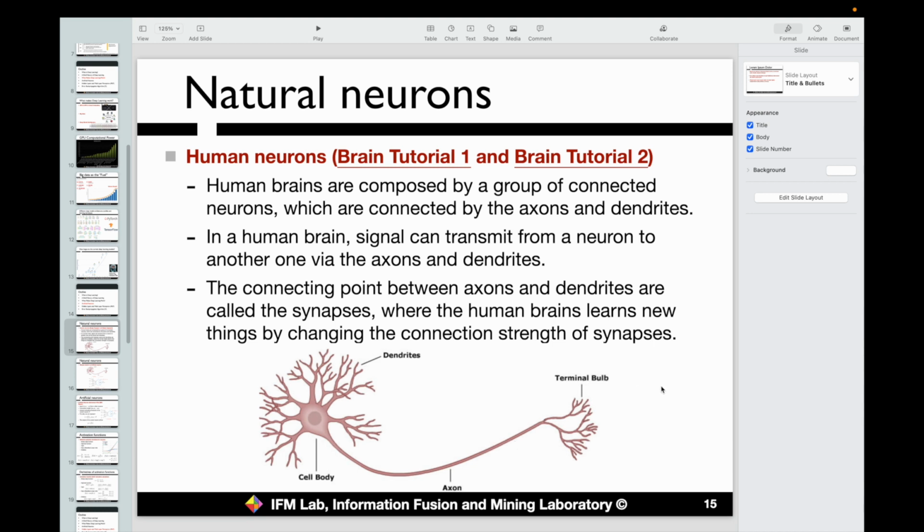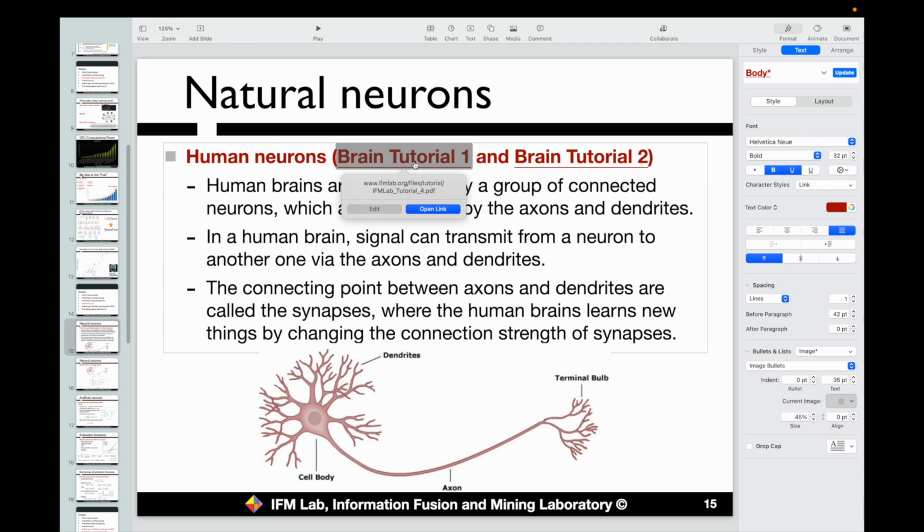If you are interested in more information about human brain neurons as well as signal transmission among the neurons, you may refer to one of my tutorial articles about brains, as shown here. This tutorial is optional for you to read. If you have time, you can check these two tutorials to have a look at the basic architecture of neurons as well as human brains. It can provide you with more background knowledge for studying deep learning.